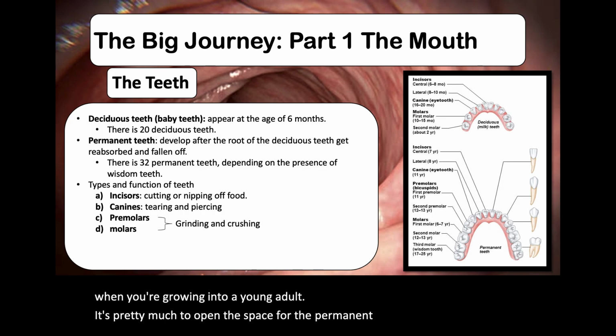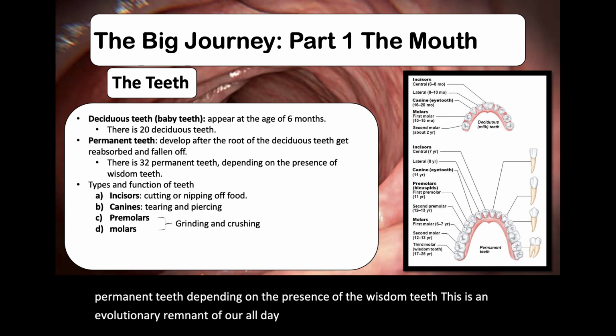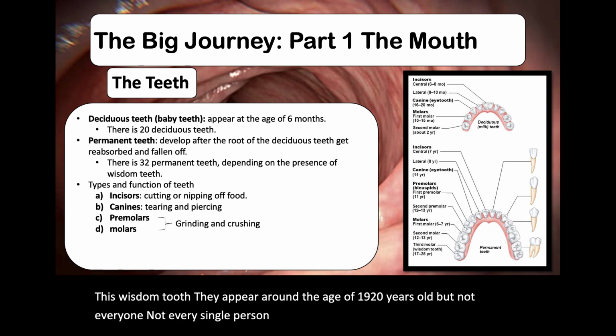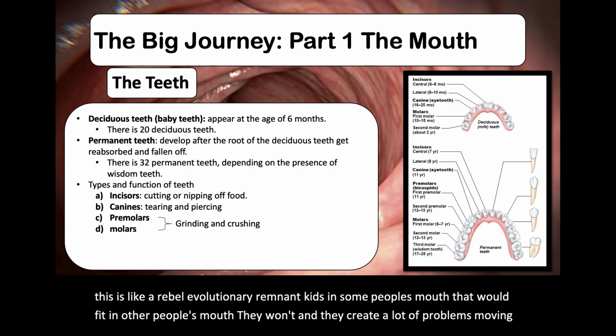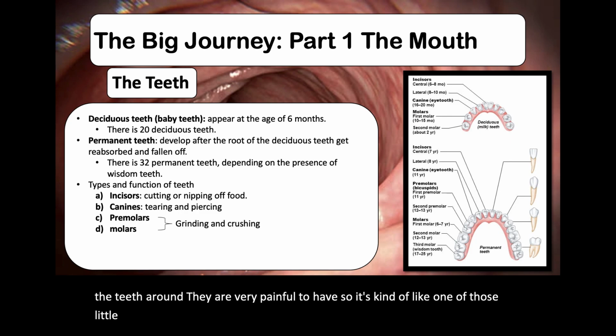There are 32 permanent teeth, depending on the presence of the wisdom teeth. This is an evolutionary remnant of our old days. Some people will have this wisdom tooth. They appear around the age of 19, 20 years old, but not every single person gets their wisdom teeth out. And I said that this is an evolutionary remnant, because in some people's mouths they would fit, in other people's mouths they won't, and they create a lot of problems moving the teeth around. They are very painful to have. So it's one of those little things that is a proof of the evolution of humans into what we are now.